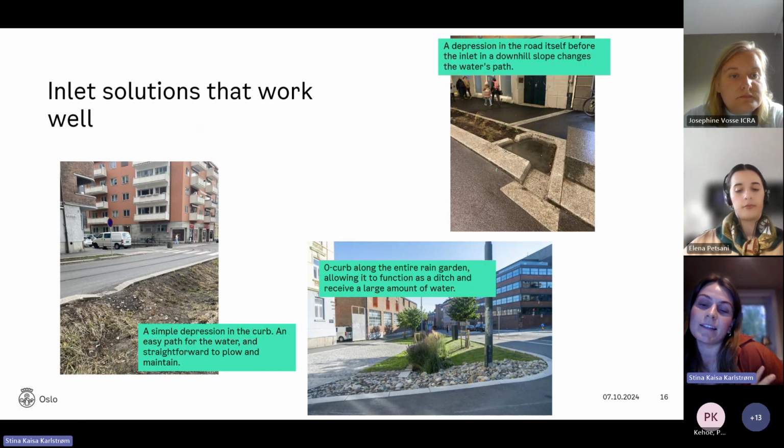So what we see as the inlet solutions that work very well are the most simple ones. So depressions in the curb, or just no curb at all where there is a slope. A depression in the road itself usually works pretty well to stop the water so that it will change direction.